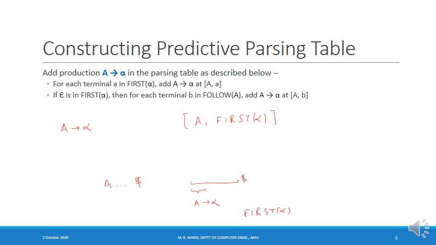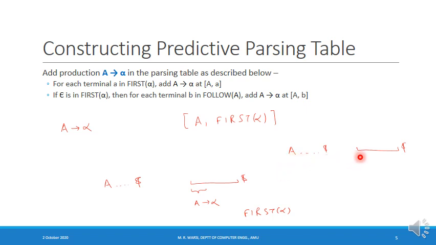If first of alpha is containing epsilon, what is the meaning of this? Let us once again consider the configuration that capital A is on top of the stack and I have something in the input buffer, and first of alpha is containing epsilon. So if first of alpha is containing epsilon, then the input buffer will not be holding any string which is derivable from capital A derives alpha.